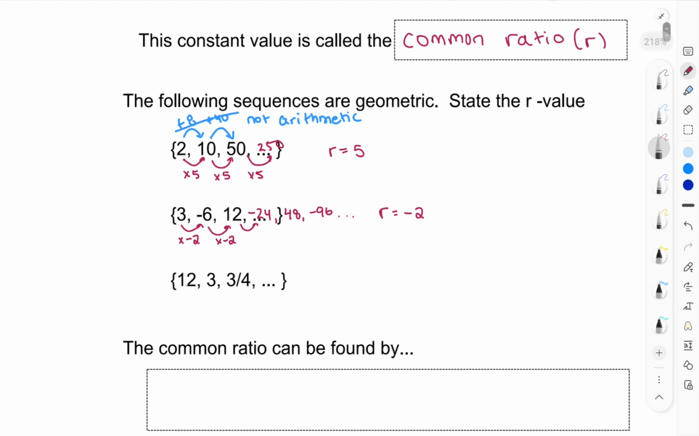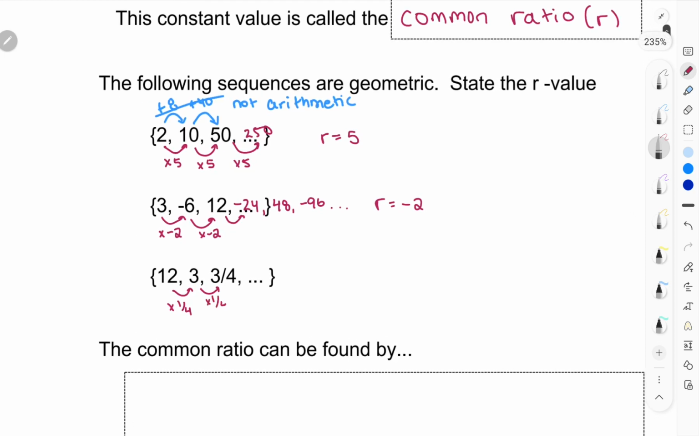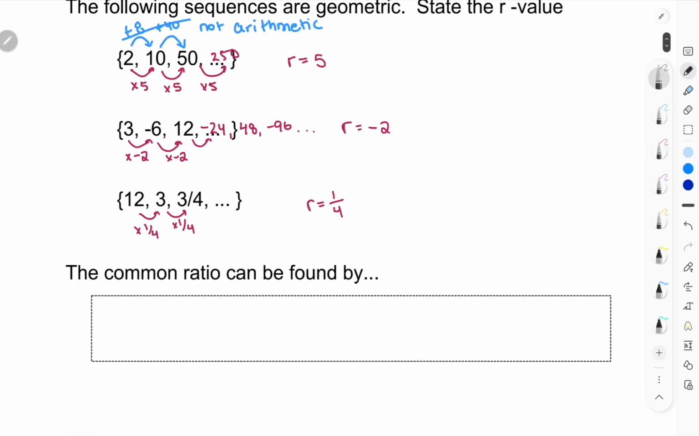If I'm looking at this last one, so I'm going from 12 to 3 and 3 to 3/4, right? That is me dividing by 4, but in terms of a ratio, I can say that that's 1/4. And so my R value is 1/4. And if it's a struggle to identify that, especially with some of these fractions, it can be tricky. I can always find the common ratio by dividing any term by its previous term.